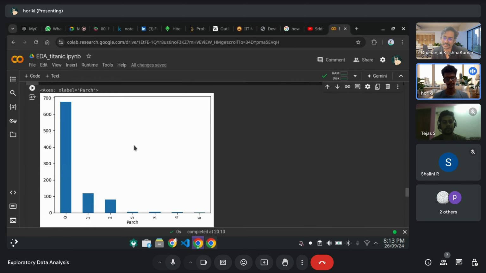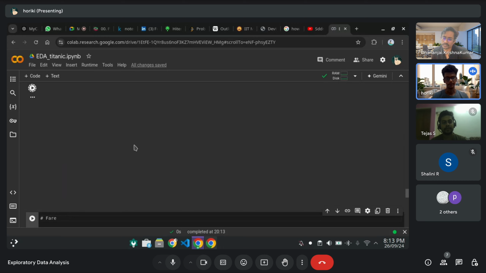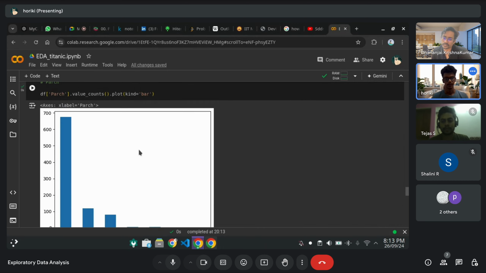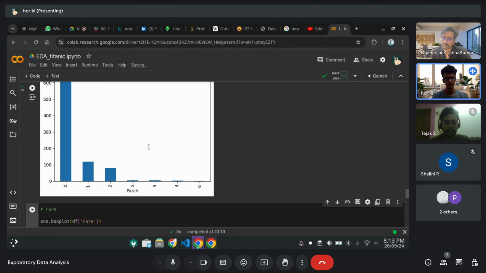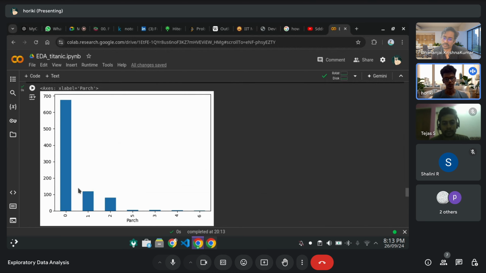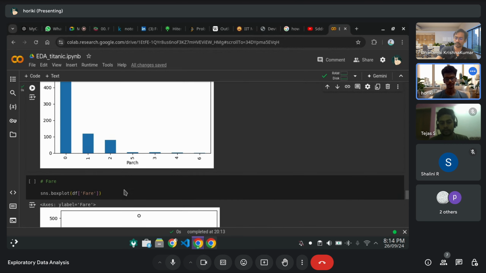And the same can be seen from the parent child with a simple bar plot. You can see that most people traveled alone, and more than 100 traveled with at least one parent or child, and a bit less traveled with at least two. As you go down, there's significantly less amount of people who travel with parents or children. You can see surprisingly more people traveled with 5 children or parents than 3. That is something to note.